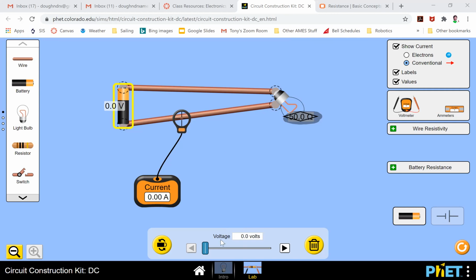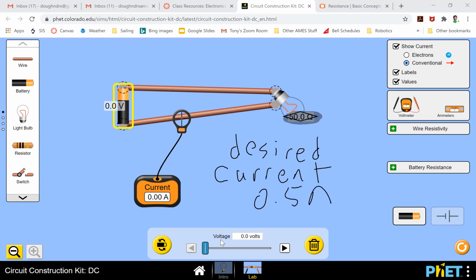So the desired current is 0.5 amps. Your job is to find out what value of the voltage is going to do that for me. Well, pretty easy to do. Just turn the voltage up until you get it to where you want it. Okay, I overshot it a little bit. There we go. So it turns out that if we want to get 0.5 amps of current, the voltage that we need is 25.